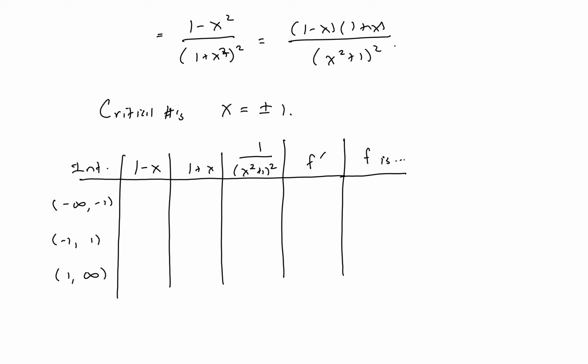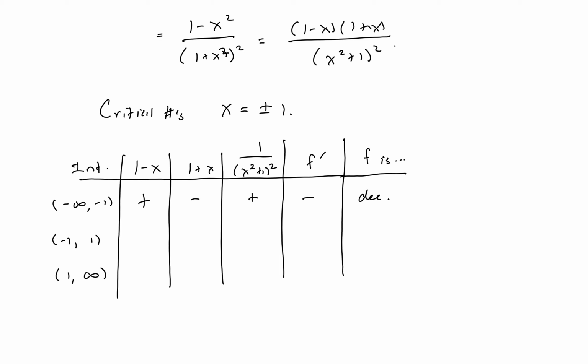Now remember, it has to be always positive, or always negative on each of these intervals, so we can pick any value to plug in. So for instance, if I plug in, say, negative 2, which is in this first interval, I would get 1 minus minus 2, which is positive. And then if I put in minus 2 to this, I would get a negative. This one's always positive. So if I take something that's positive times a negative times a positive, that gives me a negative. So that says my function's decreasing on this interval.